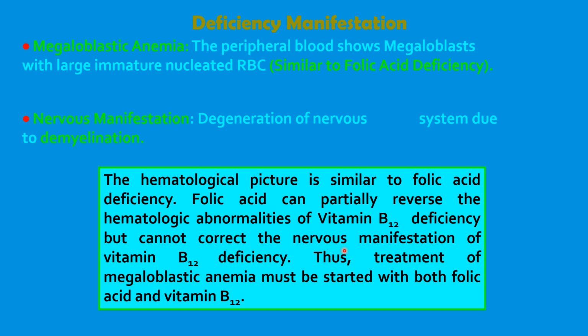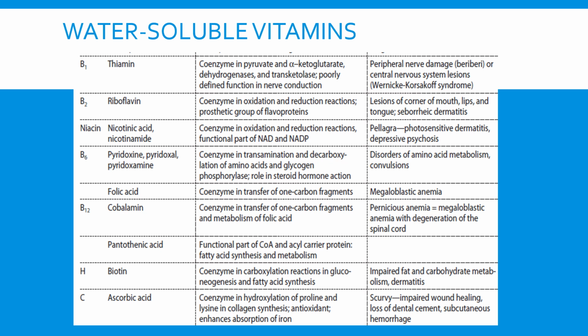Now, folic acid can partially reverse the hematologic abnormalities of B12 deficiency, but it cannot correct the nervous manifestation. So this is one of the ways you can know a difference between B12 and folic acid deficiency. B12 will have nervous manifestations, as we have seen, because of the degeneration of the nervous system. So when we see megaloblastic anemia, it's usually wise to start treatment with both folic acid and B12, unless it is pernicious anemia, then we have a specific mechanism for that.